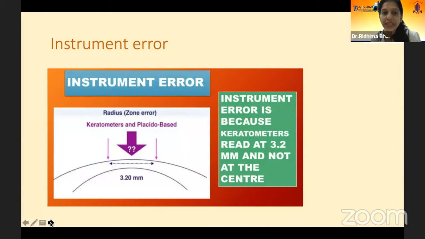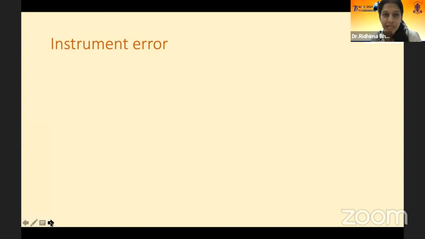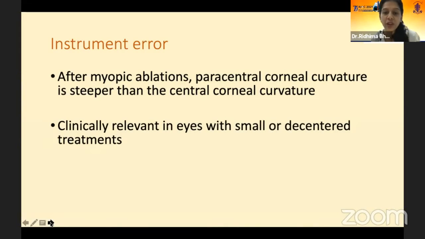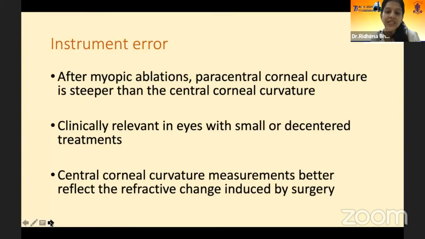So why does the instrument error occur? It's because the regular keratometers or topographers that we use measure the keratometry at a zone of 3.2 millimeters and not at the absolute center of the cornea. And why would that cause an error post laser? That's because the paracentral reading that we get tends to be steeper than the absolute center in a myopic treatment. And this is more so relevant if your optical zone is small or it's a decentered treatment, we will get an erroneous keratometry reading. So to overcome this, we need to discuss measurements that will give us more central readings, and machines that I think Dr. Vishal Arora will discuss further on.